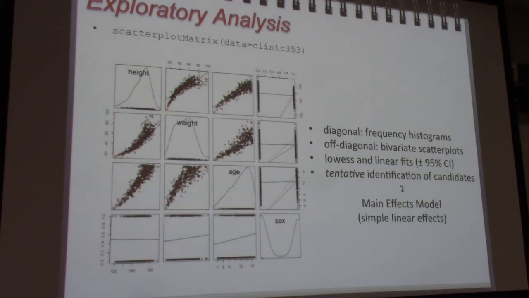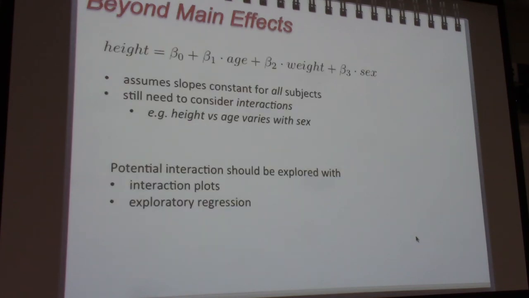This may sound like a lot of work, but in fact, there's a scatter plot matrix function where you just tell it the data set and it creates a scatter plot matrix, which is kind of a nice output. The diagonal shows me all the individual frequency histograms, and the off-diagonal elements show me the bivariate relationship. So this is height versus weight, height versus age, height versus sex. So basically, I do a scatter plot matrix, and from this, I tentatively identify my candidates. In this case, I've identified 3 candidates. I want to include age and weight and sex. And that's my main effects model.